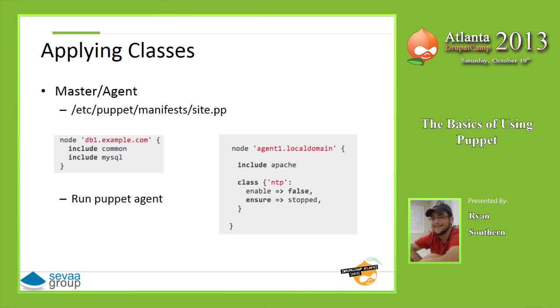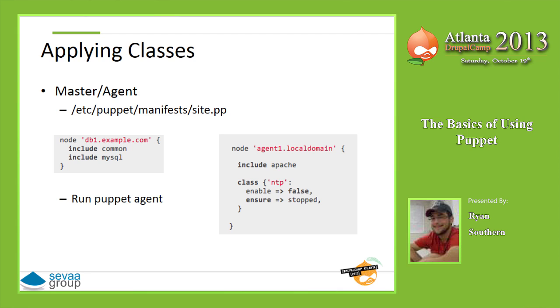This right here, the class NTP. You can essentially configure different services and packages like this. Generally, the modules will have documentation on what the flags are. So this one essentially turns off and stops the NTP service.